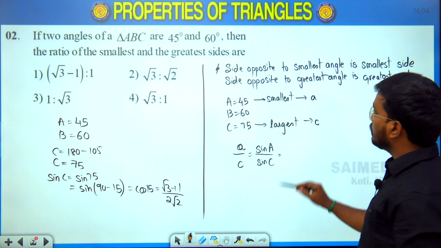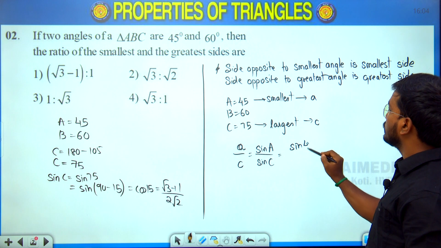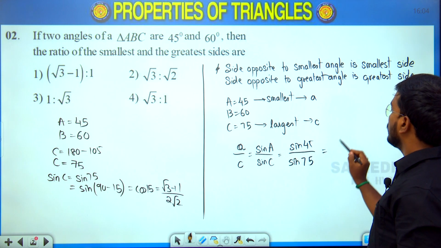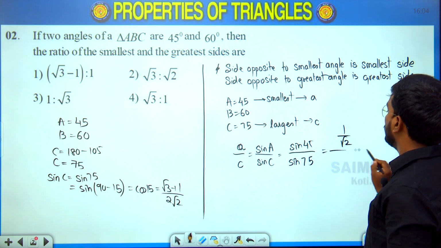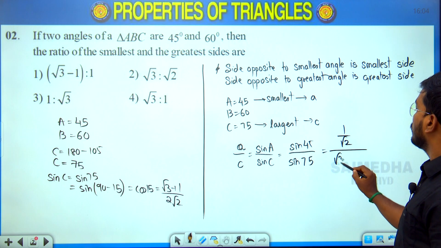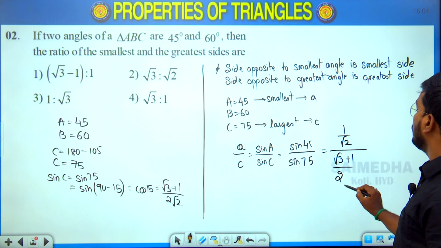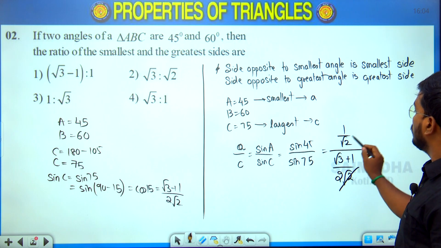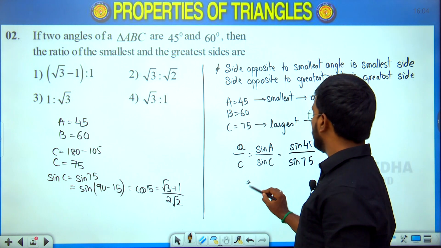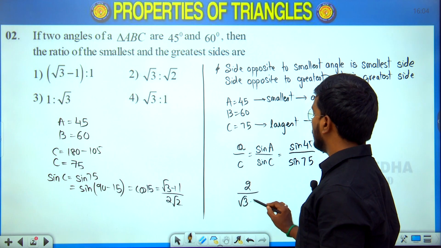Now the question is, what is the value of sin A? Sin 45. Okay, sin C is what? Sin 75. Sin 45 is 1 by root 2. Sin 75 is cos 15, that is root 3 plus 1 divided by 2 root 2. This root 2 gets cancelled. It is going to reverse. What is the answer going to become? 2 by root 3 plus 1.